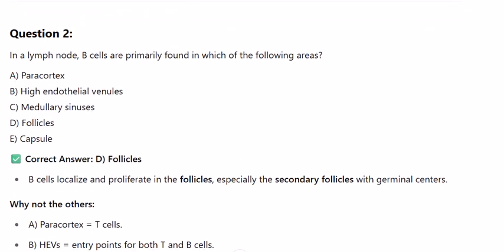Question 2. In a lymph node, B cells are primarily found in which of the following areas? A. Paracortex. B. High endothelial venules. C. Medullary sinuses. D. Follicles. E. Capsule. Correct answer, D. Follicles. B cells localize and proliferate in the follicles, especially the secondary follicles with germinal centers.